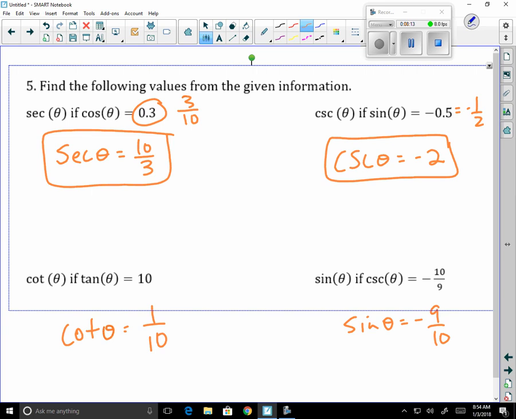And that's it. Hopefully this video helped. Again, the lesson is really just seeing if you know which are reciprocals of each other and just remembering that a reciprocal is just flipping the fraction. That's all we're really doing here.